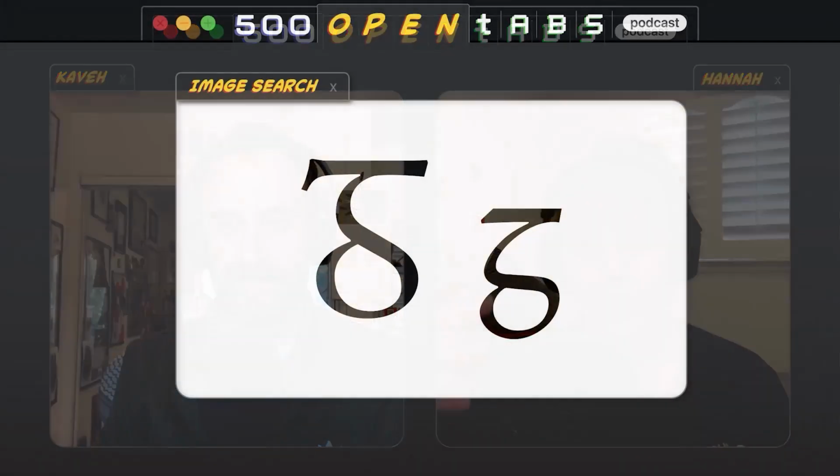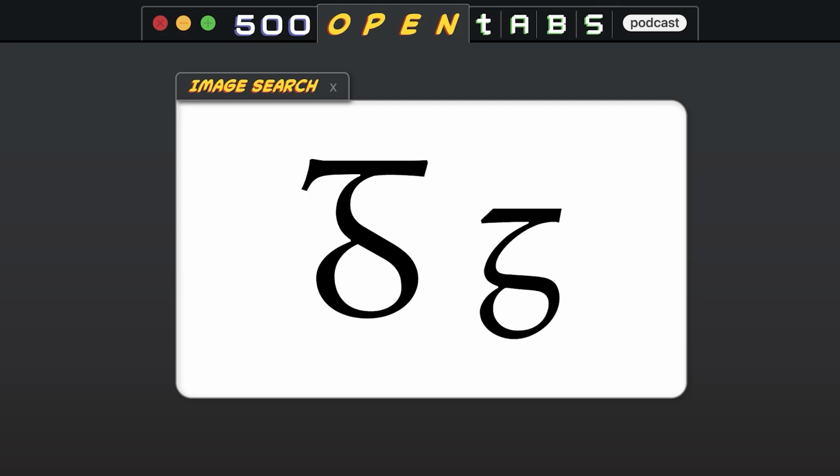So anyway, this was also called the insular G, which is a softer G, like J. So like zhuzh. Yeah.